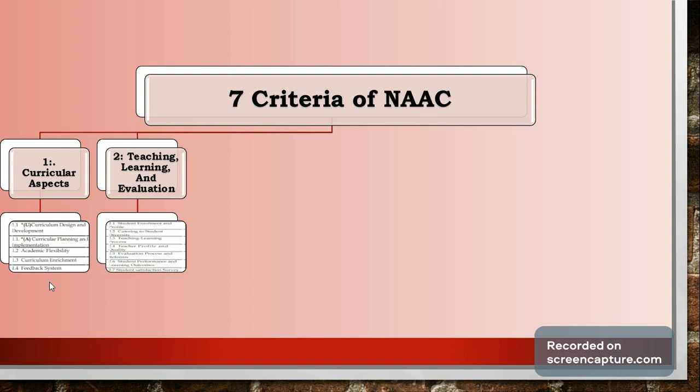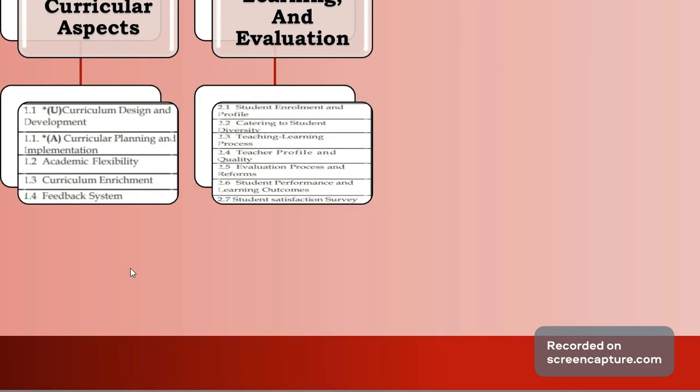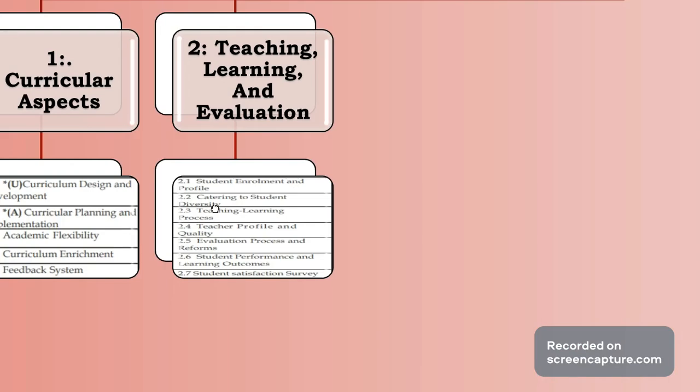There are also several key indicators under this criterion. So we will discuss these. These indicators are: first one, 2.1 related to student enrollment and profile. 2.2 Catering to student diversity. 2.3 Teaching-learning process. 2.4 Teacher profile and quality. 2.5 Evaluation process and reforms. 2.6 Student performance and learning outcomes, and 2.7 Student satisfaction survey.